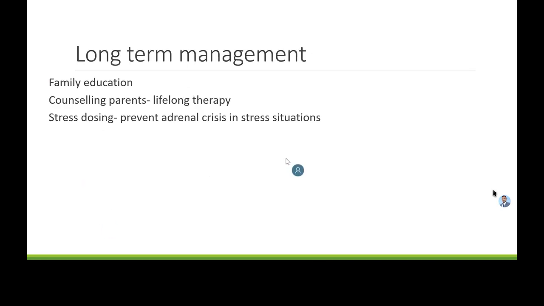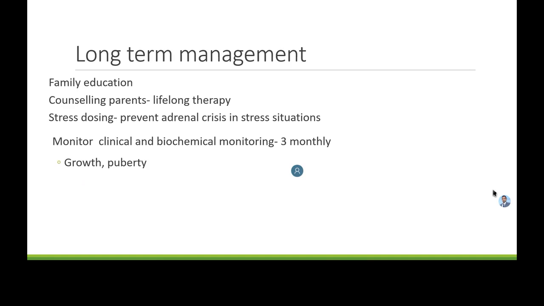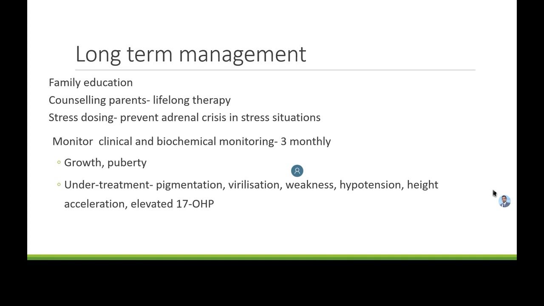Right. So we spoke about this. And then how do we monitor these children? These children need to be monitored at least 3 monthly, more regularly if you see problems. They need very close monitoring of their growth and puberty. By growth, we mean weight and length. Please measure the length and subsequently the height of these children at every clinic visit and plot it. These two parameters are the really hard and fast ways where you can pick up excess treatment and undertreatment.